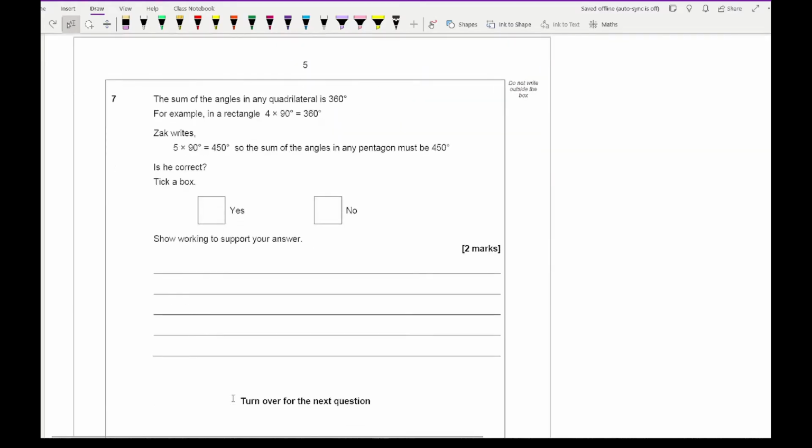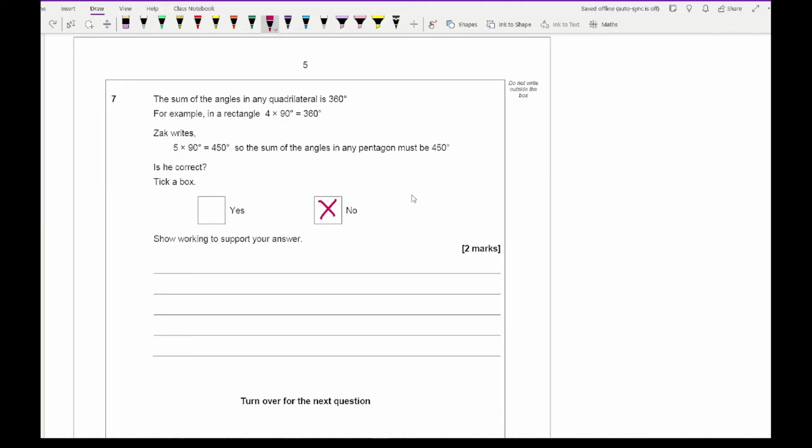Moving on to question 7, it says the sum of angles in any quadrilateral is 360 degrees. And for example, in a rectangle, we've got 4 times 90, which is 360. Zach writes 5 times 90 is 450. So the sum of angles in any pentagon must be 450. So for this, again, it's going to be a case of, is he correct? Well, the answer is going to be a resounding no.